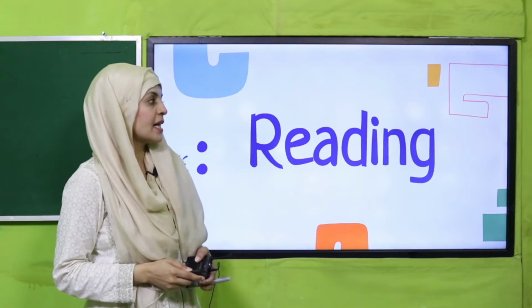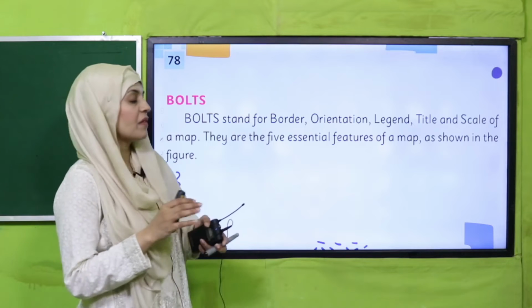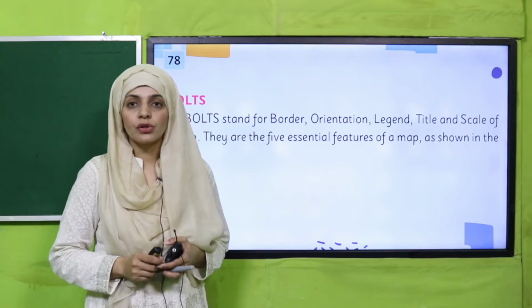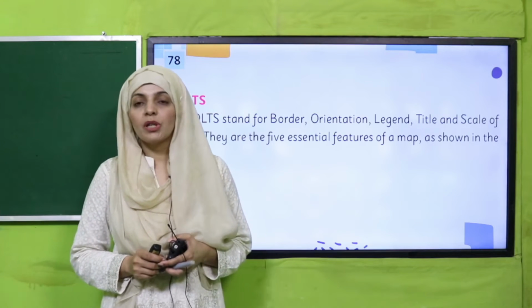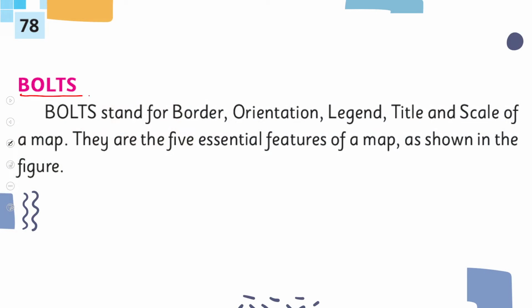My dear students, let's start the reading. In today's lecture, quickly open page 78 of your Social Studies 4 books. I hope everybody has opened the page. Now let's start the reading. Put your fingers where I will read. So BOLTS: border, orientation, legend, title and scale.